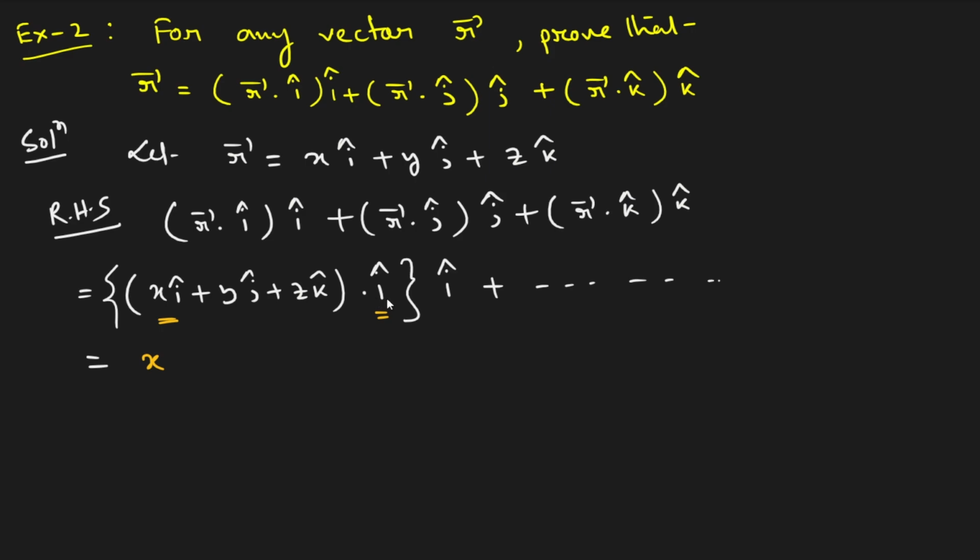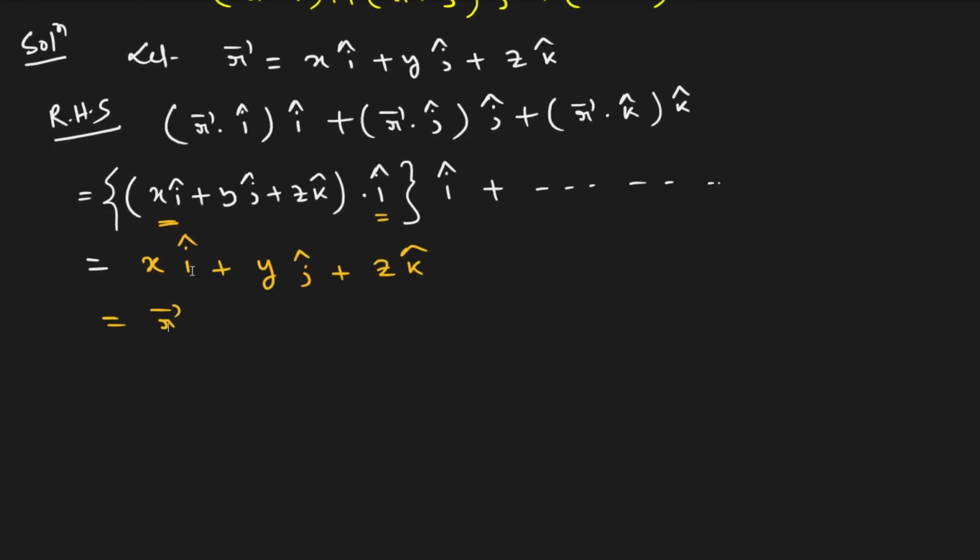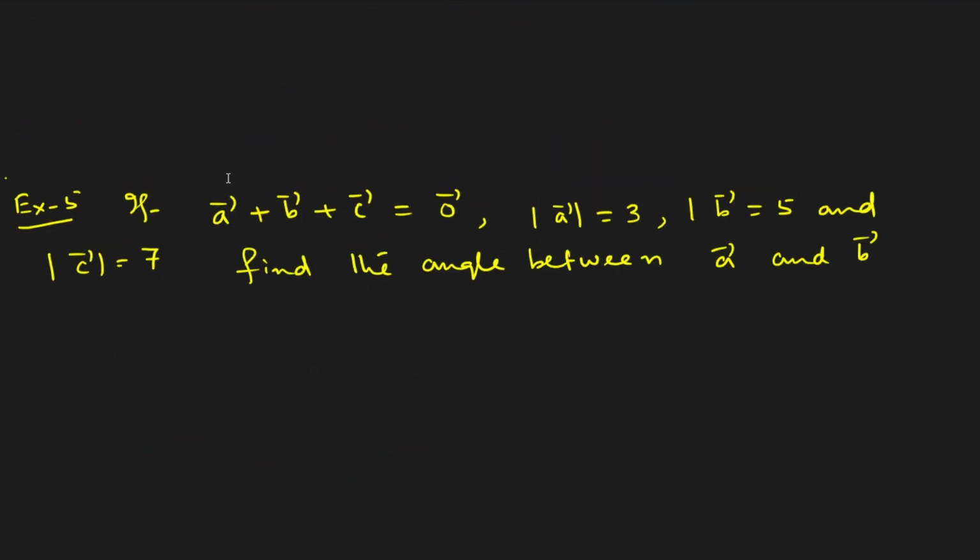Then here j dot i will become 0, k dot i also becomes 0. So you will get only x, and outside there is i cap. So x i cap. In the same way, from the next term you will get y j cap, and from the last term you will get z k cap. So this is nothing but r bar. So it's so simple, right? That's why the problems are very simple. Don't worry, you just have to practice it.